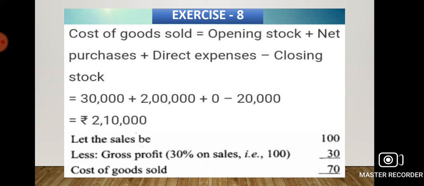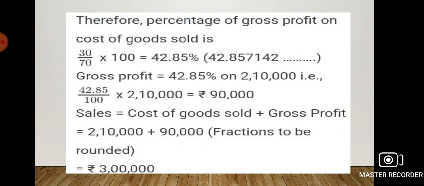இதில் நம்ம என்ன டிடெக்ட் பண்ணணும்னு பார்த்தீங்கன்னா கிராஸ் ப்ராஃபிட் 30% ஆன் சேல்ஸ், தட் இஸ் 100%. 30% ரெடியூஸ் பண்ணிங்கன்னா 70 நமக்கு கிடைக்கும். ஸோ காஸ்ட் ஆஃப் குட்ஸ் சோல்ட் 70. ஸோ therefore percentage of gross profit on cost of goods sold is 30 divided by 70 into 2,10,000, that is rupees 90,000.